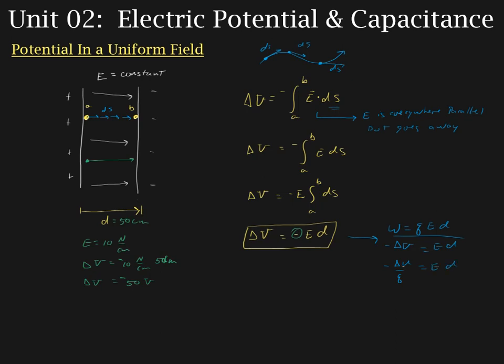And then we know that the relationship between work and change in potential energy is that they're opposites of each other. And since this is a negative change in potential energy, it's a positive value for work. So we get work over charge is equal to E times D. So work is equal to QED.